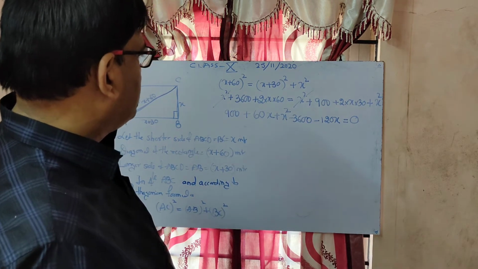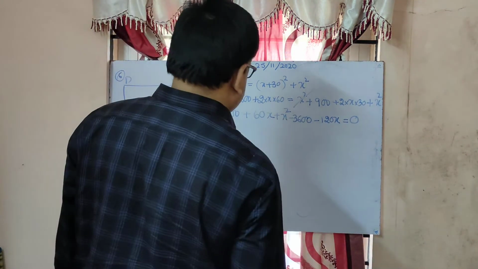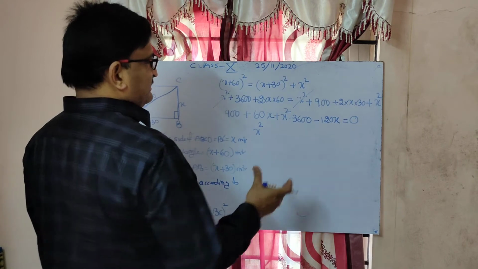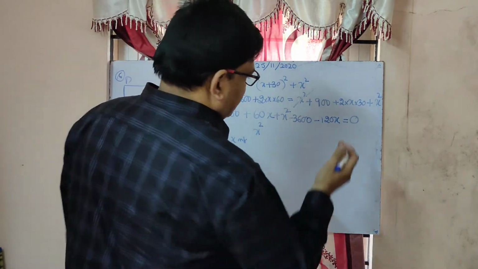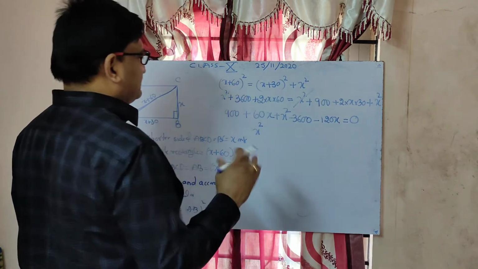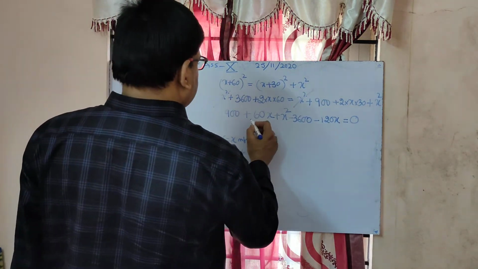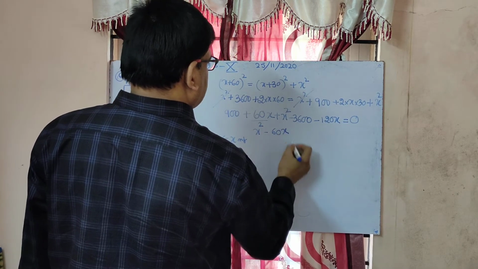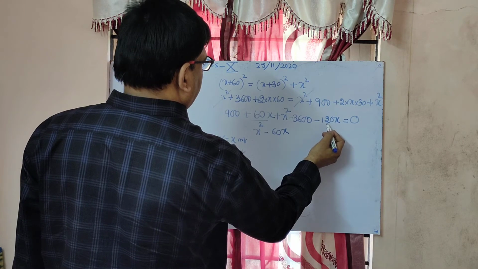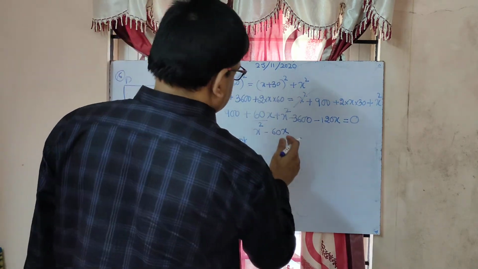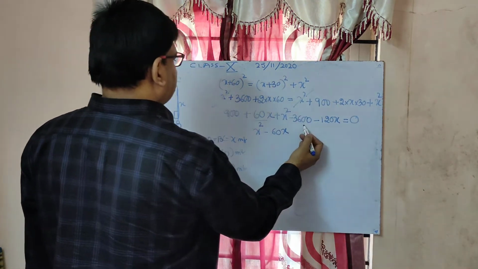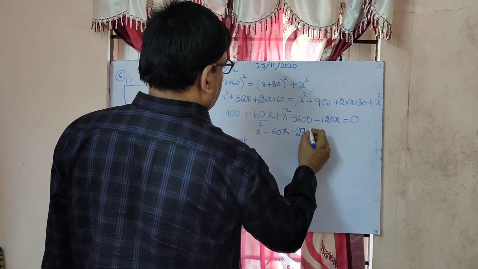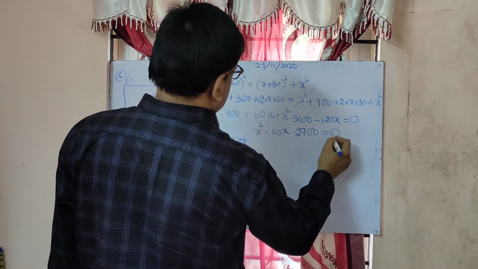Okay, now just rearrange them. X square is there, right, is the first. There will be no change because they are all on one side of the equal to sign. Just you can rearrange them. Now this is plus 60 minus 120. So how much is this? That is minus 60x. 120x plus 60x, so that is minus 60x. Now minus 3600 plus 900 is how much? Minus 2700 is equal to 0.